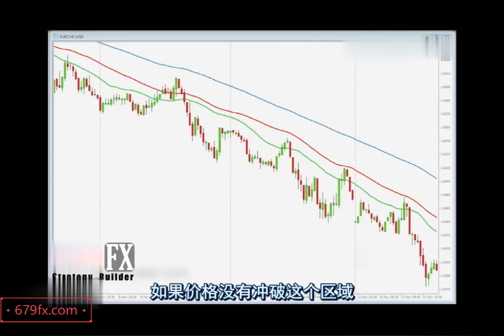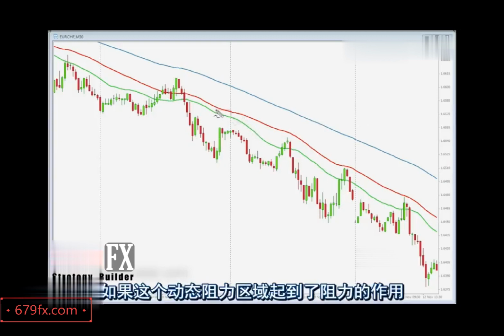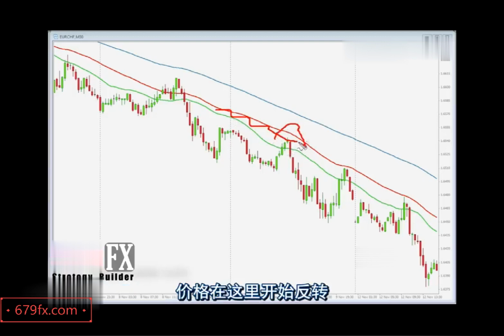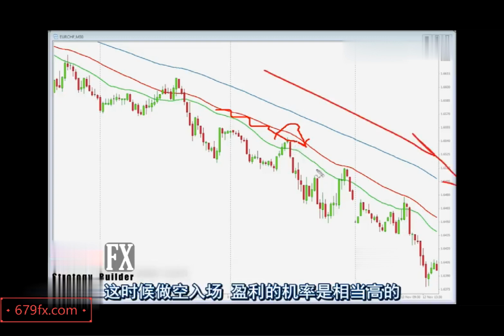On the other hand, if it doesn't breach through, if the dynamic area indeed holds the retracement and price turns around and begins to move once again, to cruise once again in the direction of the main trend, enter short. It is a high probability trade.